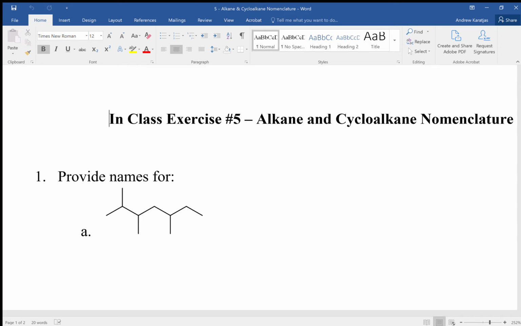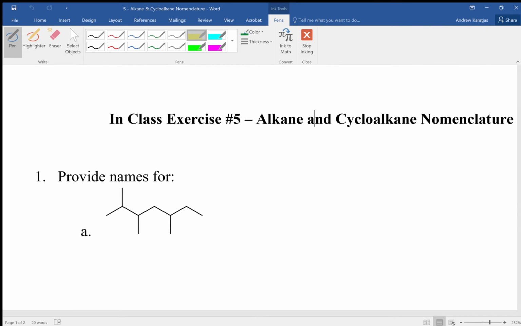Alright, so now we can go over some of these nomenclature practice problems. And we start out pretty simply with this first one. We should see that this longest chain goes straight down the middle. And we can number it in either direction, but we see pretty quickly that we're going to want to start this one from the left. Starting it from the left gives us our first substituent at 2, whereas starting it from the right gives us our first substituent at 3.